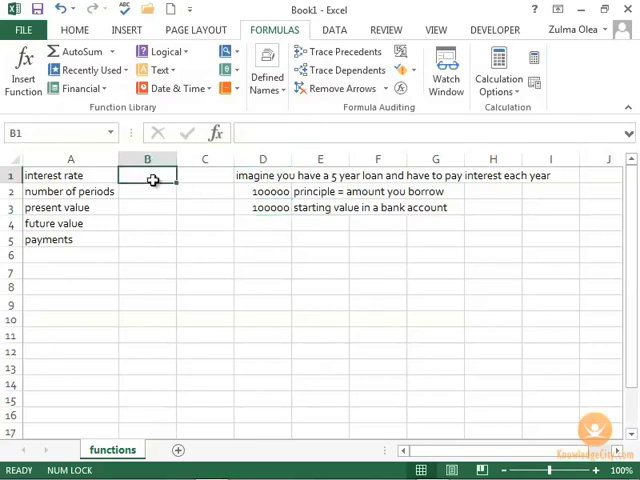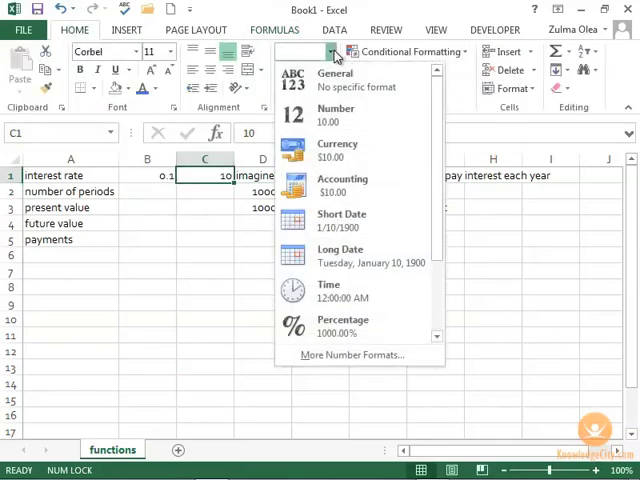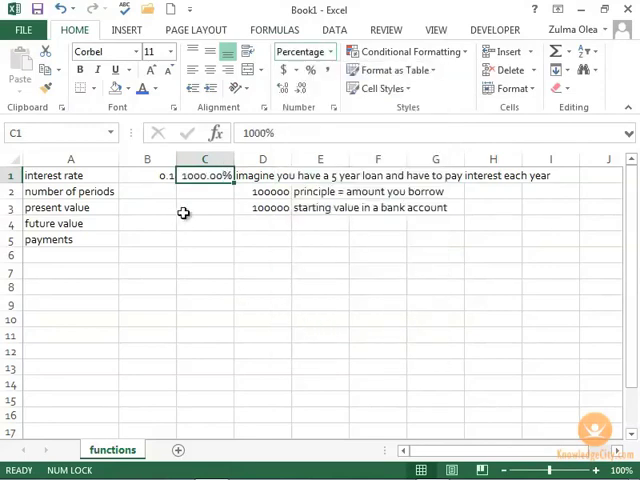Let's pretend there's an interest rate. Let's say it's 10%. I can enter that like this, 0.10, or if I take the number 10 here, I can go back to the home screen and change it to a percent. Here's one way to do it. Now I don't want that. I want 10, right? So I can say 10%.